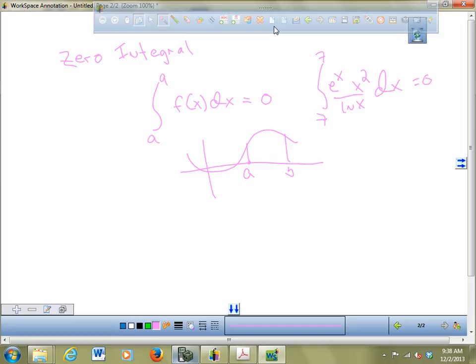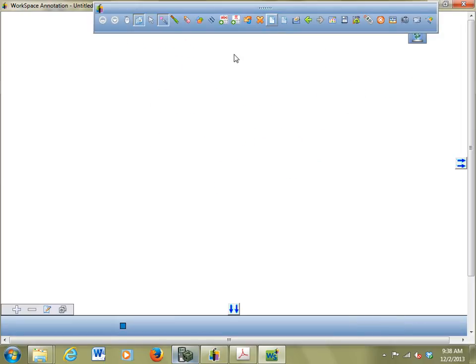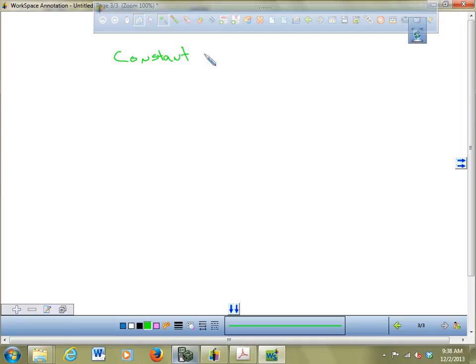Next one is called the constant multiple, which we kind of already have applied. I don't like this color anymore. Is that better? You don't care. Constant multiple? Isn't that a place in Turkey? Oh! Oh, that's Constantinople.